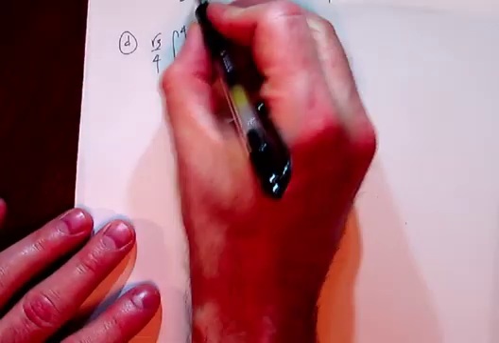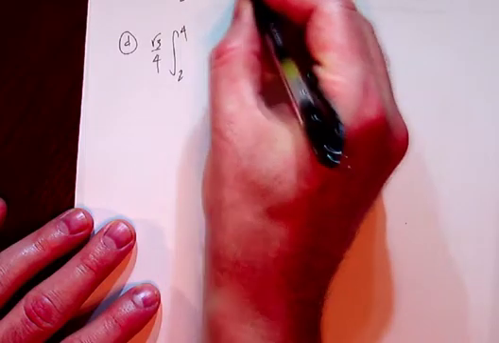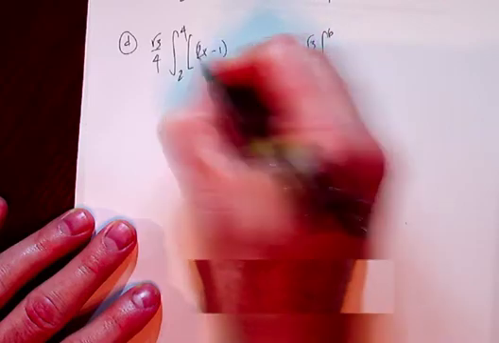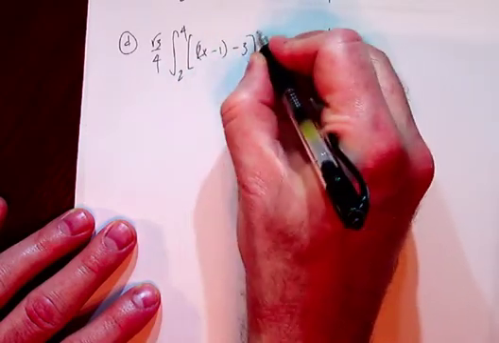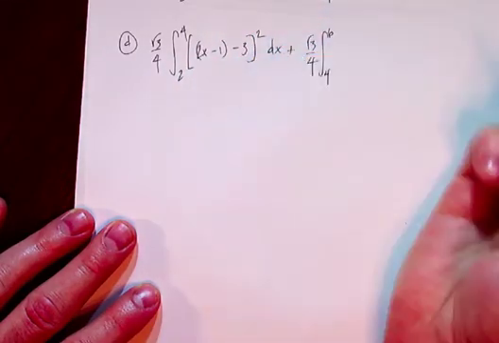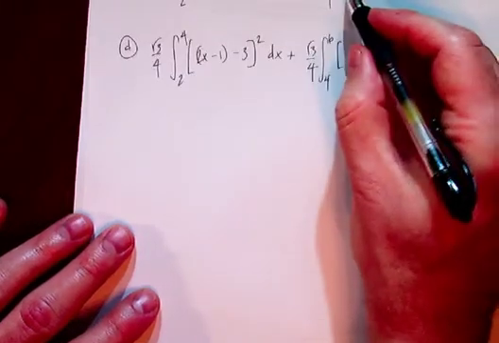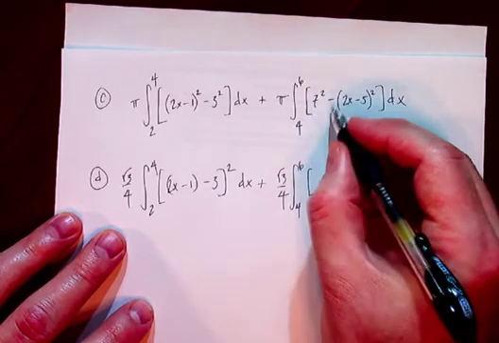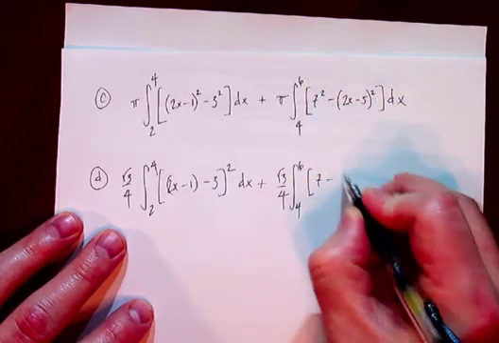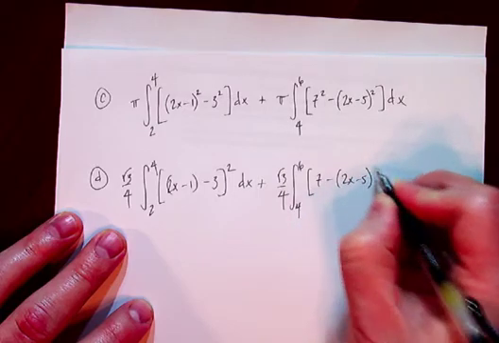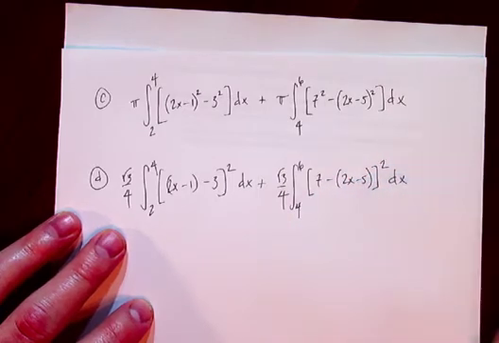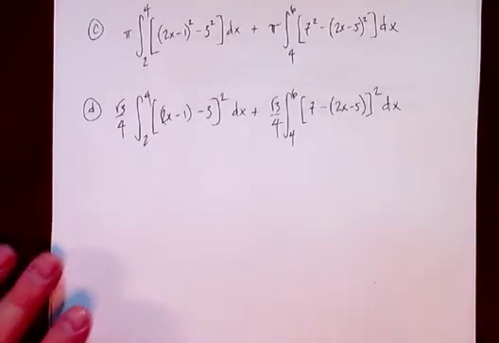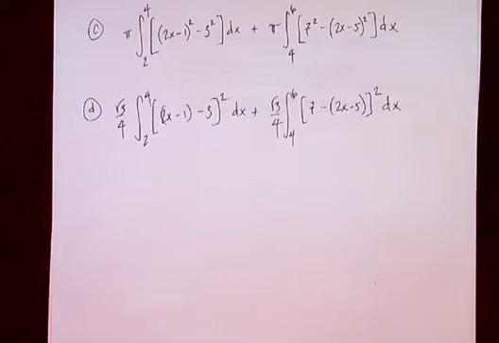So instead of y1 squared minus y3 squared, it is y1 minus y3 squared. And instead of y4 squared minus y2 squared, it's y4 minus y2 squared. And those are your integrals for C and D. Set up but do not evaluate.